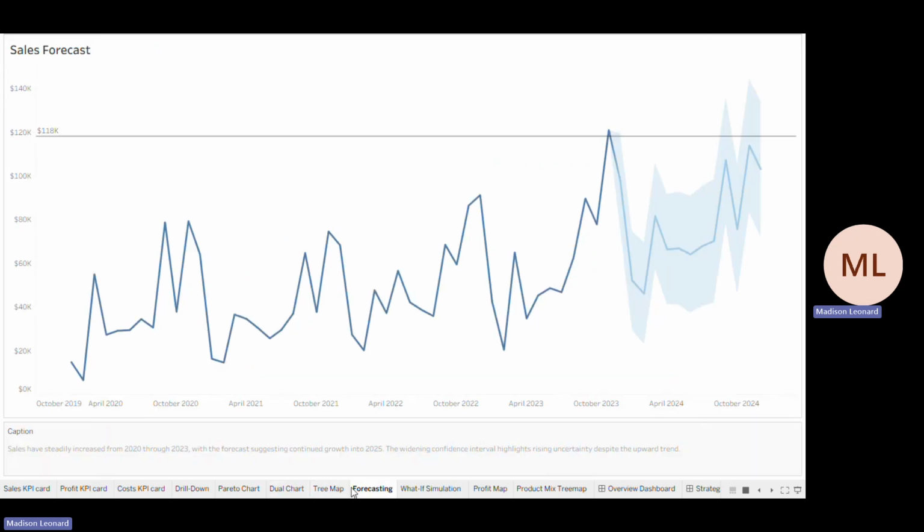Here, I'm going to talk about our forecasting. This forecast shows a steady growth forecast into 2025, but we can also see a widening confidence interval, showing that there might be some uncertainty that we can't really predict.